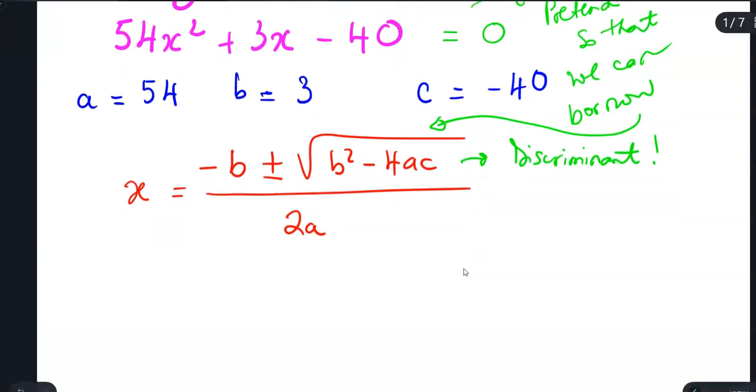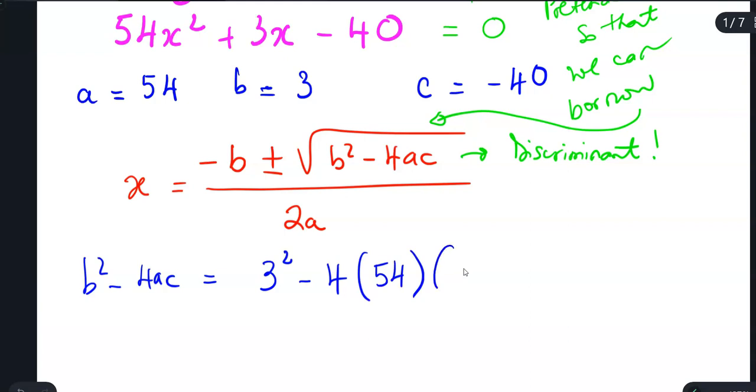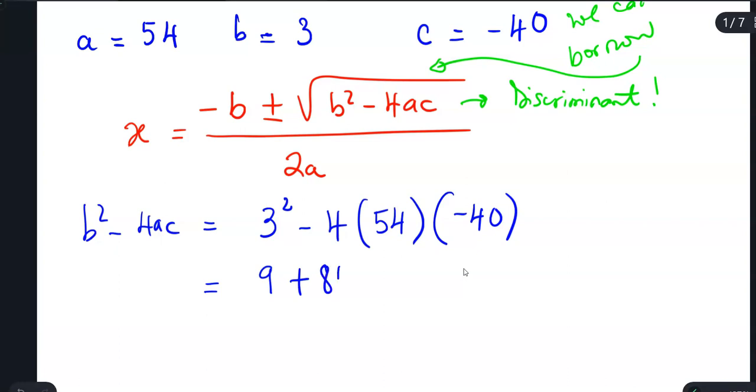Alright, so what I'm going to do first is figure out the discriminant, which is b squared minus 4ac. So that means I will have 3 squared, subtract 4 multiplied by a, which is 54, and multiplied by c, which is negative 40. It's very important that we involve the negative sign. So this is 9, and negative 4 times 54 times negative 40 will give me plus 8640. So this will give me 8649.